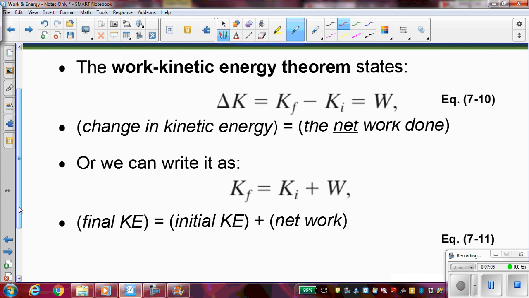So if your speed increases, so your Kf should be larger then. If your speed increases, then you're adding energy to the system. So you've done work onto the system. If your speed decreases, this would be a negative value, and you've taken energy away from the system. Okay. Don't worry about this so much. We'll rewrite this later.